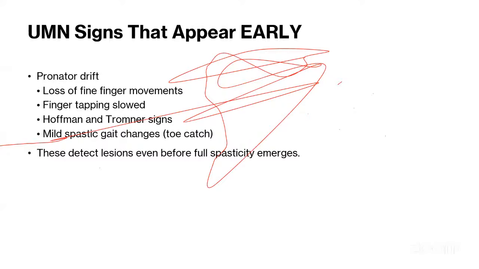Then if you have some weakness, what percentage of upper motor neurons have to be dysfunctional when you start noticing some weakness? I'm not sure.